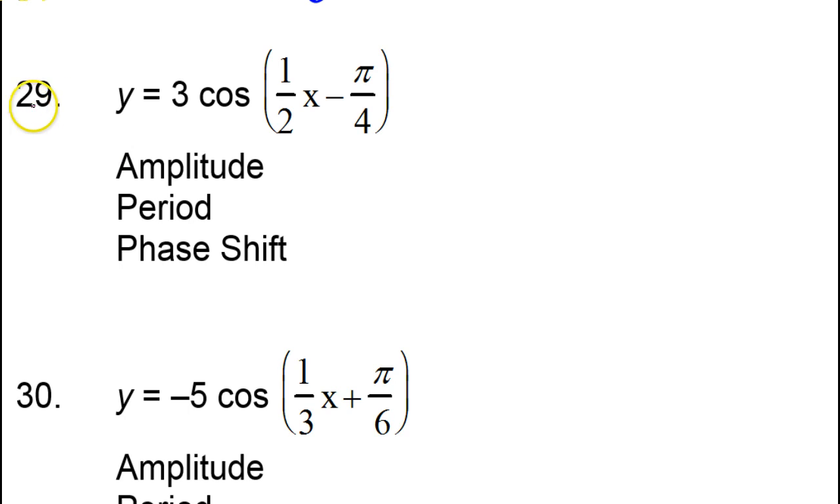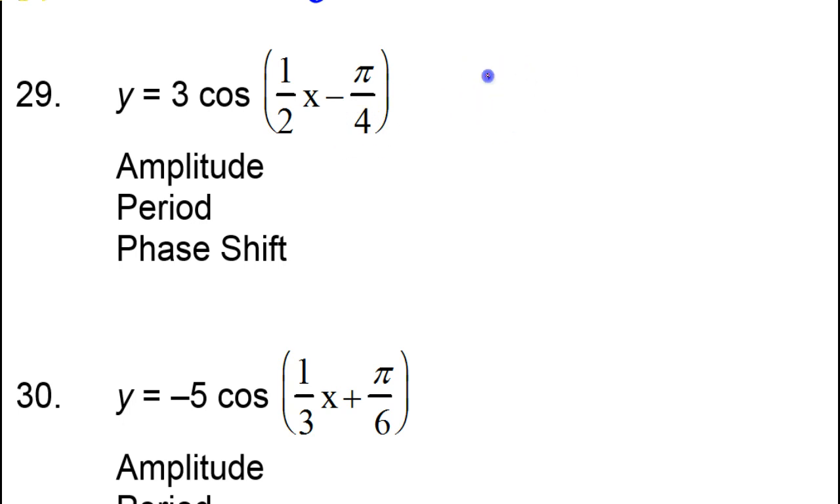And again, as we look at number 29, we have to be very careful. I see that we have a b value here, and then we have this number that's trying to be the phase shift. But guess what? Pi/4 is not, I repeat, not the phase shift. The reason why, you have to factor the 1/2 outside of the parentheses before you read the phase shift.